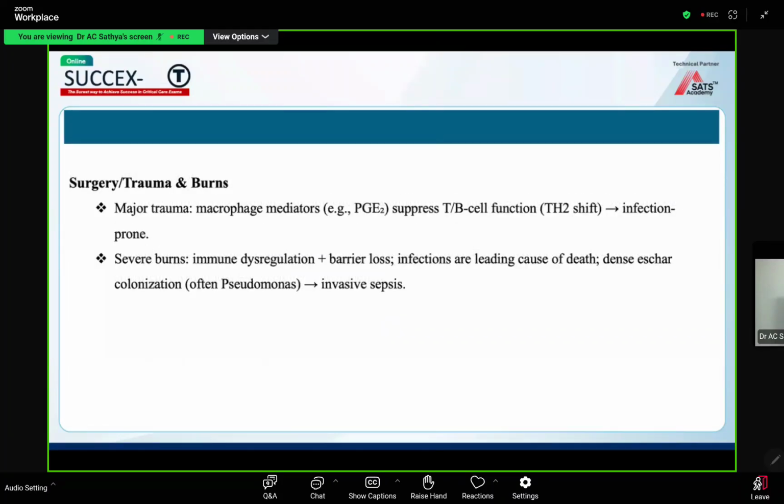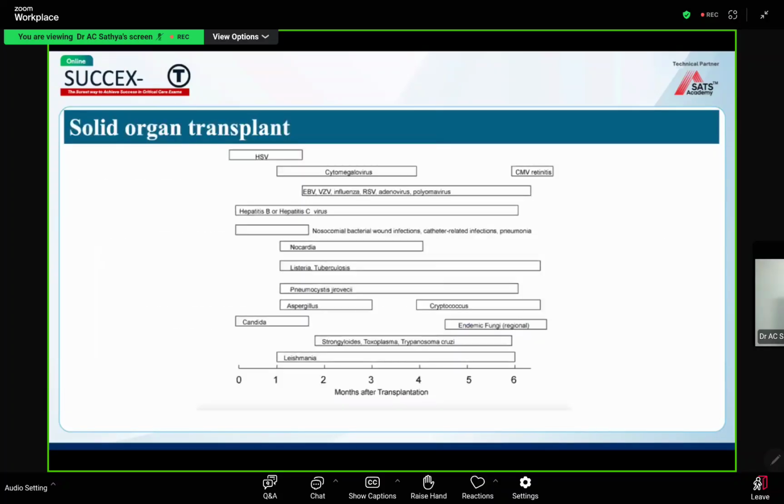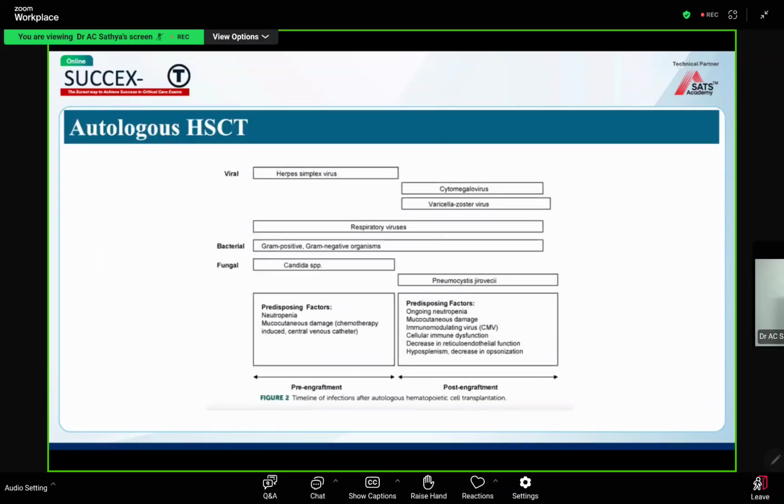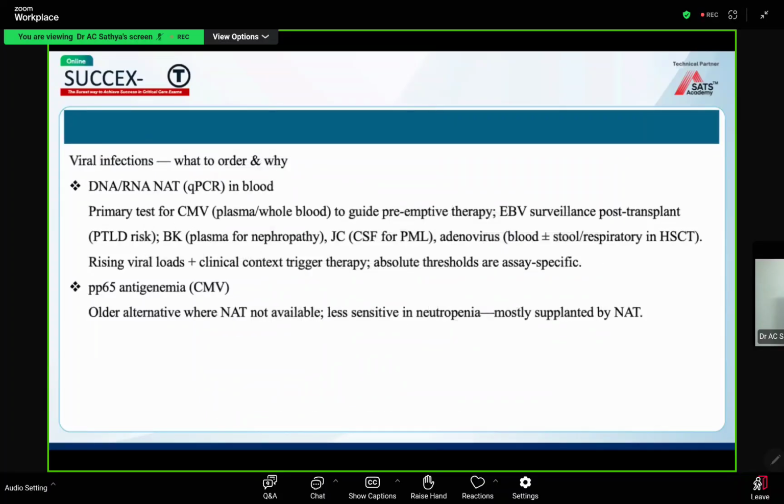Surgery, trauma, and burns can all cause loss of barrier function and precipitate infections. Also, T cell and B cell function can be reduced after major trauma. And chronic diseases like SLE and cirrhosis, where there is low complement level and opsonization, can also be associated with infections. So please go through these 3 slides, where I've given a diagram for the timeline of infections in solid organ and hematopoietic stem cell recipients.